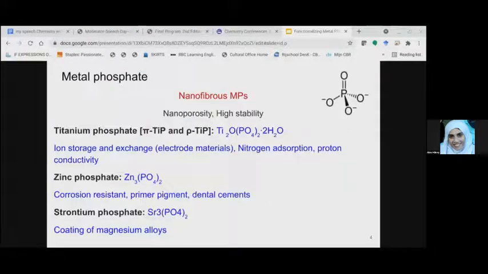So we have the metal phosphate with a phosphate group that have mainly nanofibrous morphology, and we have here 4 examples, and they will all be mentioned in this presentation. Titanium phosphate, we have the P and Rho polymorphic forms, we have the zinc phosphate, and the strontium phosphate.